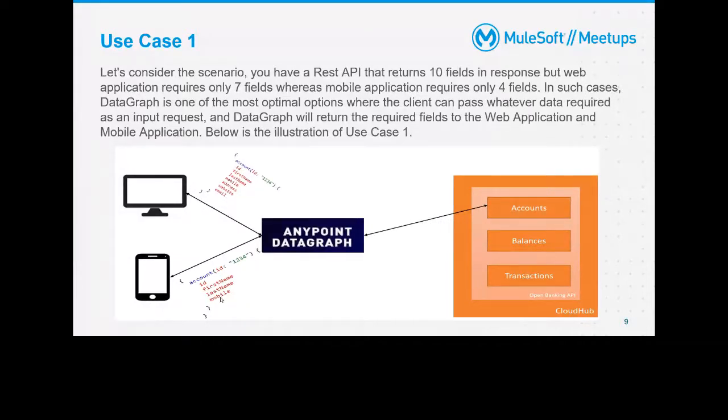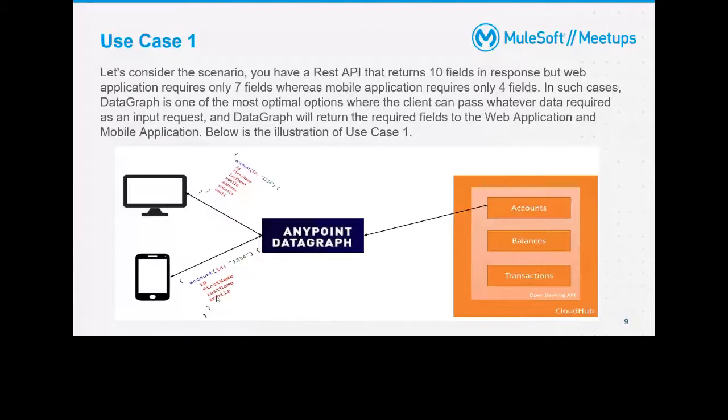In that case, if we are not using Anypoint Data Graph, what are you going to do? Basically, you will have a user experience layer where you will write two APIs. One is for the mobile application, one is for the web application. In the mobile API you will return just 3 or 4 fields. In the web API you will return 7 or 8 fields.